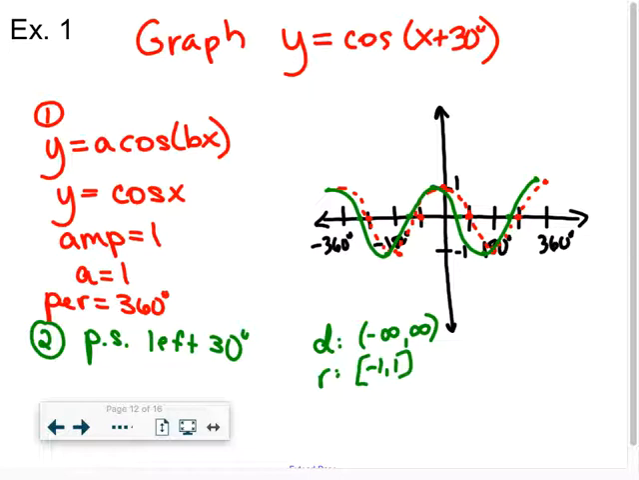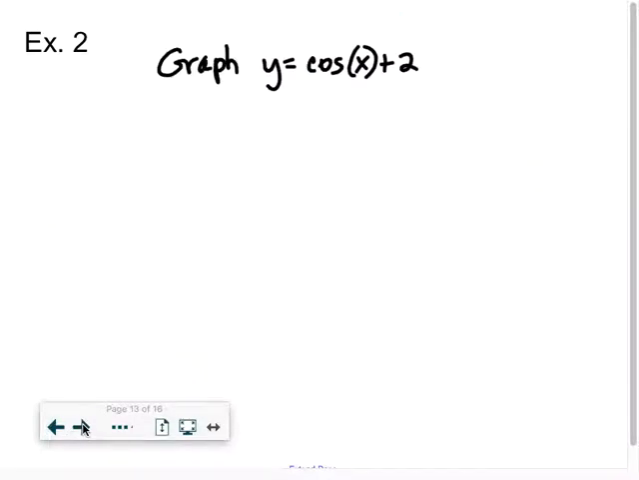All right, so my first example was a phase shift, and all I did was have us move it left. Okay? Number 2. So now we're going to do a vertical shift. Then we'll do two problems that have both, a vertical and phase shift. So I'm trying to go nice and slowly, working us through this.